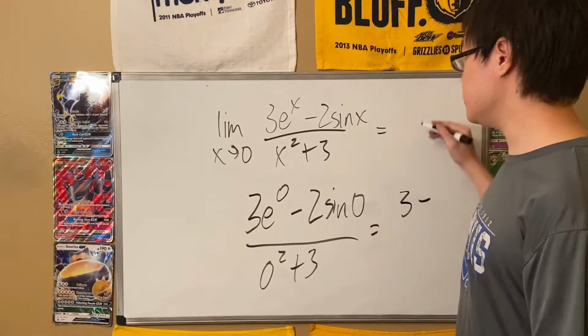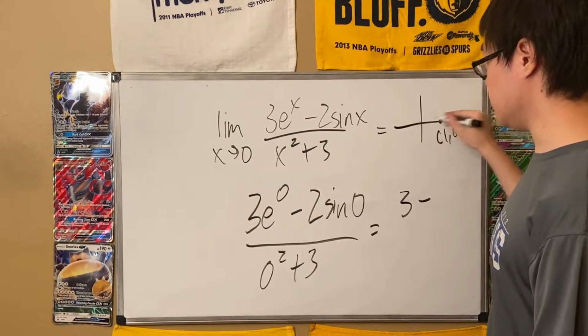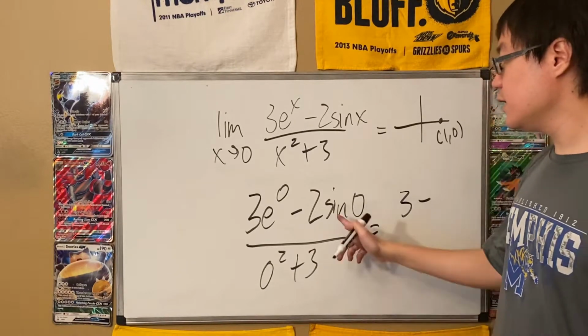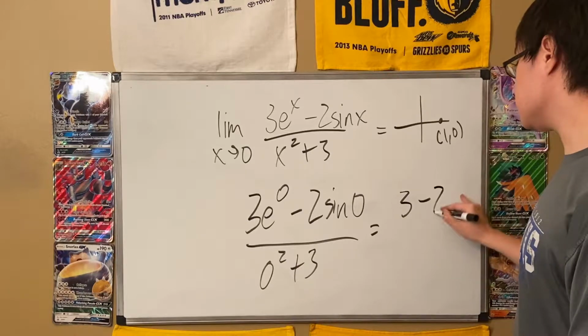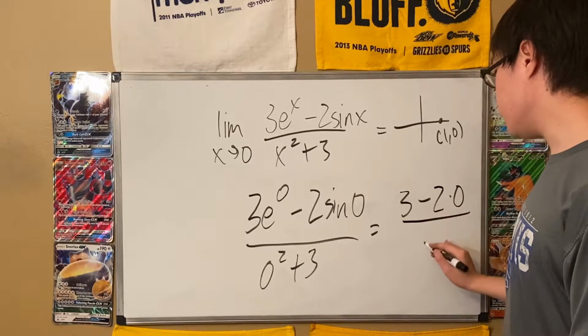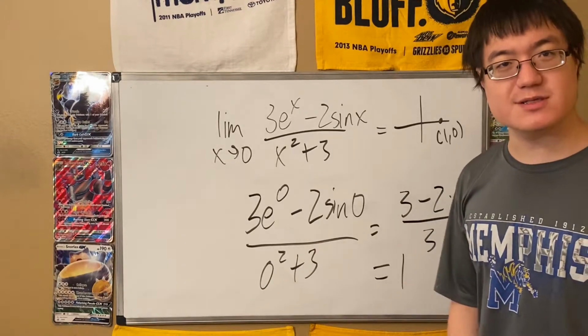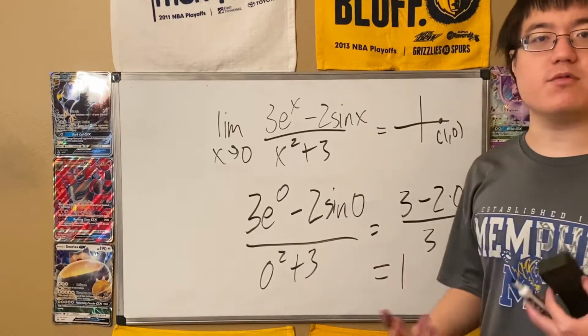Sine of 0, we need to draw the unit circle if you need to be reminded of that. We're having the angle 0, which is right here, corresponding to the point (1, 0). Sine of 0 is going to be the y coordinate, so you choose the y coordinate, minus 2 times 0 as well, over 3. Looks like we get, again, the answer of 1. This is a coincidence, of course. Your answer is not always going to be 1, but we certainly appreciate it when it is.